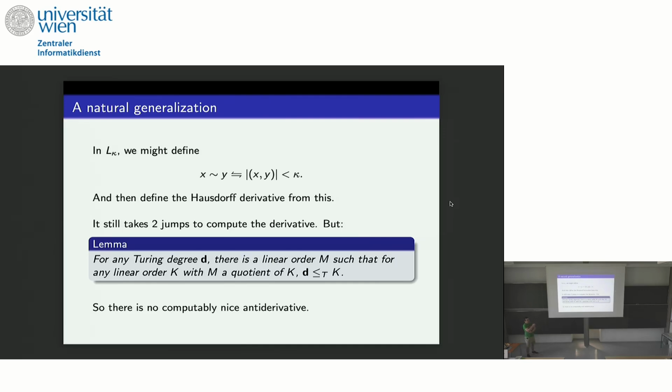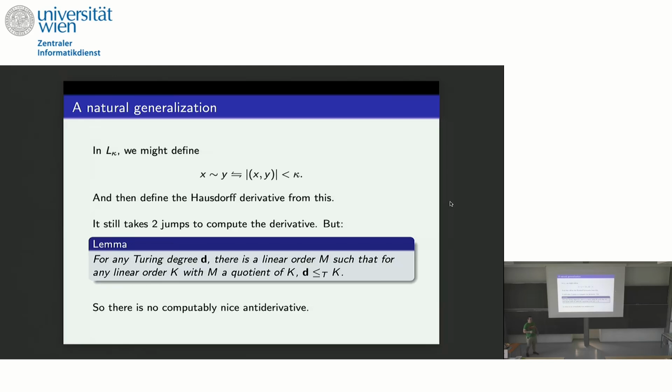We want something whose quotient is the original linear order, and there's no way to do that while removing 2 jumps. You give me any Turing degree, I can find the linear order in that Turing degree such that no matter what sort of antiderivative I take, anything that has n as a quotient is still in or above that Turing degree. I can't remove 2 jumps by taking it, which might say, okay, we're just out of luck. And because this is just for any sort of quotient, changing the equivalence relation isn't going to fix this.